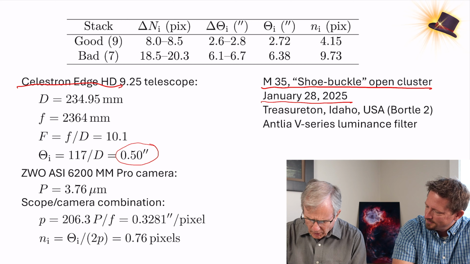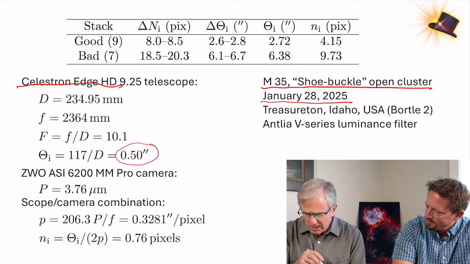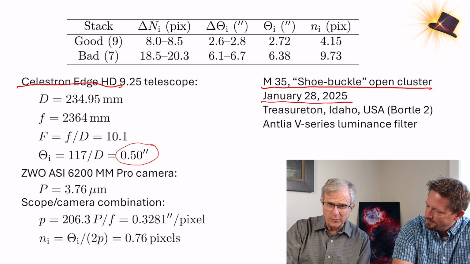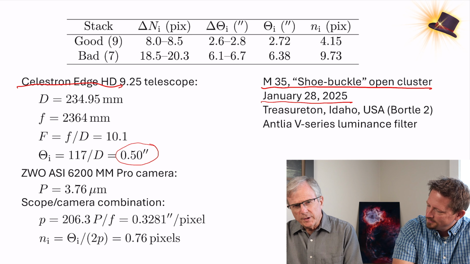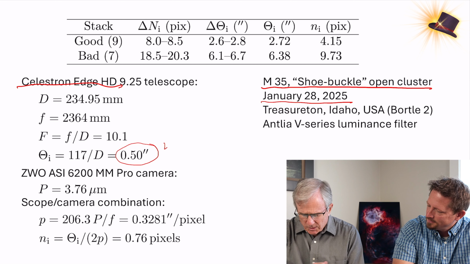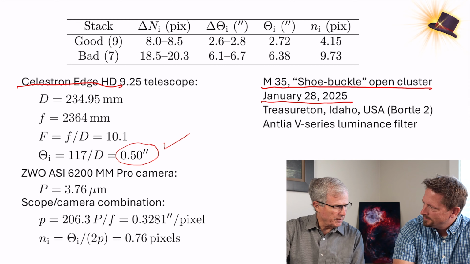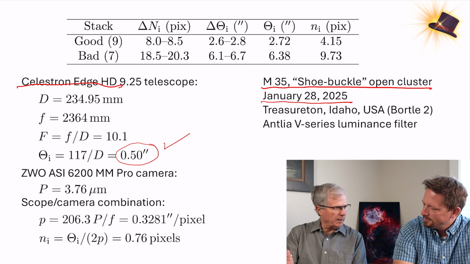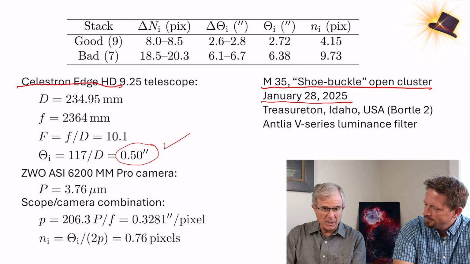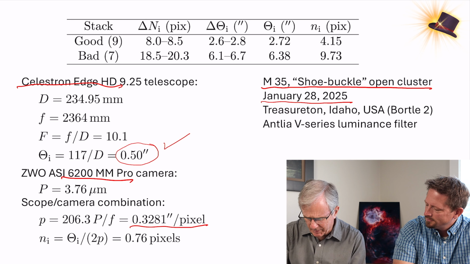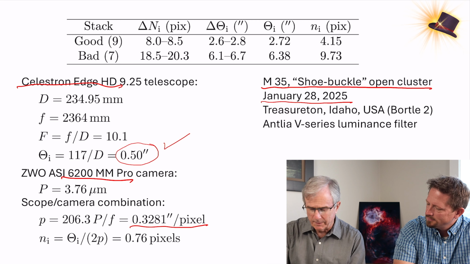One spec that I'd like to draw your attention to is the full width at half max of the Airy profile for this telescope. This is the minimum possible full width at half max that you can possibly get with that telescope. It's the diffraction limit of that telescope. It's the best you can do. And the pixel scale for the telescope camera combination is 0.3281.